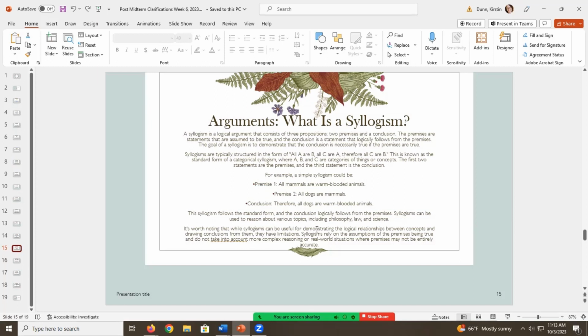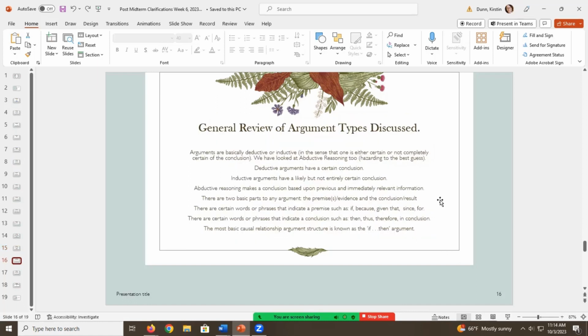Syllogisms can be used to reason about various topics, including philosophy, law, and science. It is worth noting that while syllogisms can be useful for demonstrating logical relationships between concepts and drawing conclusions from them, they have limitations. Syllogisms rely on the assumptions of the premises being true and do not necessarily take into account more complex reasoning or real-world situations where premises may not be entirely accurate.